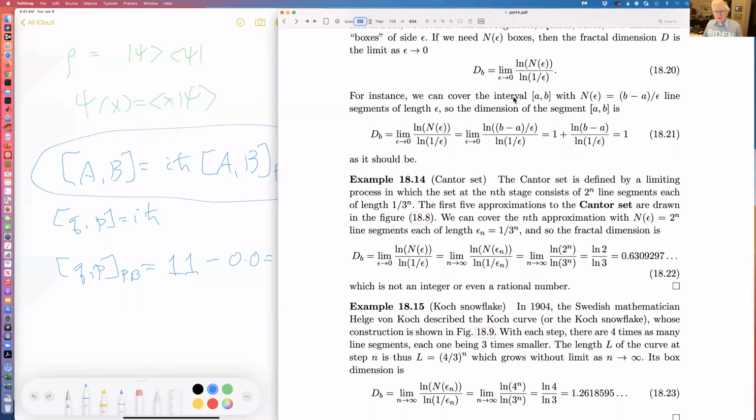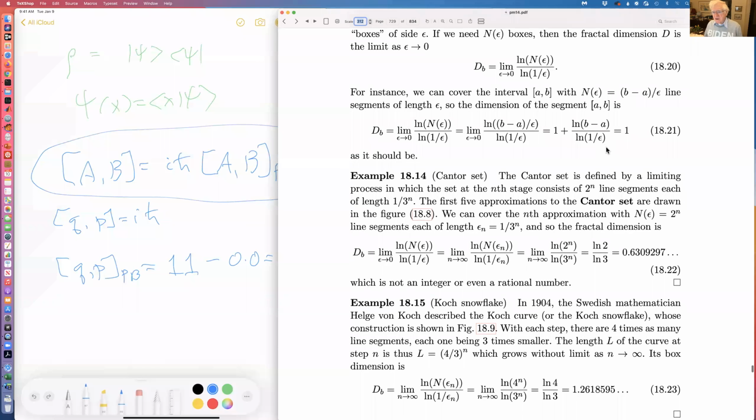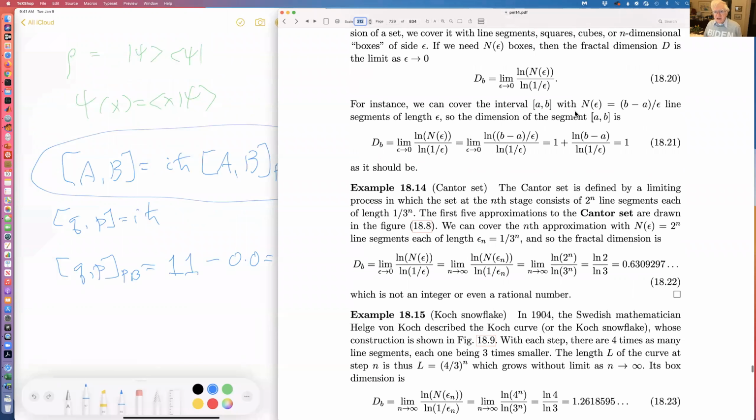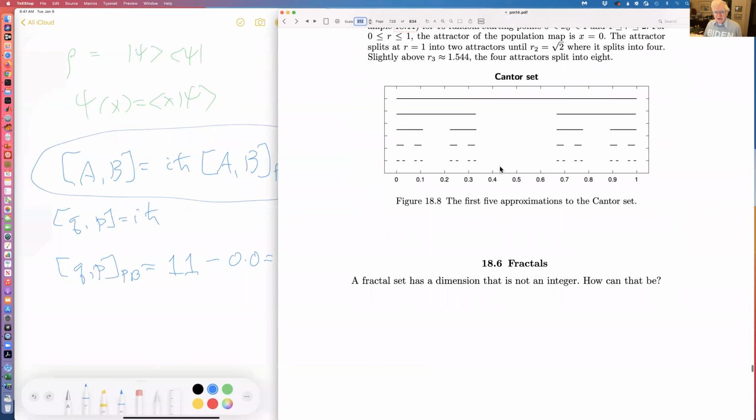Now, for example, if you have an interval a to b, you can choose N of epsilon to be b minus a over epsilon. And then as you take the limit here, the denominator goes to infinity, and so this goes to 1. So that has the ordinary dimension of an interval, which is dimension 1. On the other hand, if you take the Cantor set here, you take a line and then you delete the middle third, and you do that successively.